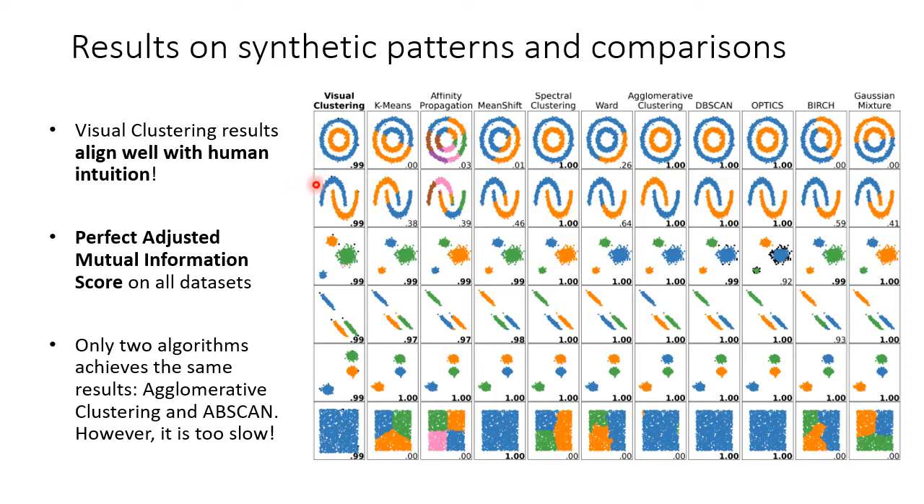This is also verified by the adjusted mutual information score that we get, which is almost perfect for all of the patterns, compared to something like k-means clustering, which for some patterns doesn't make sense because it is based on distance. So this might not actually be good. And we compared to many other classical algorithms. You can notice that the only two that achieve similar results to visual clustering are agglomerative clustering and DBSCAN. However, these two do not scale very well to very large datasets, and this is where the computational advantage of visual clustering comes into place, because we cannot actually use agglomerative clustering or DBSCAN when we have a lot of samples. It would be a really large computational time.